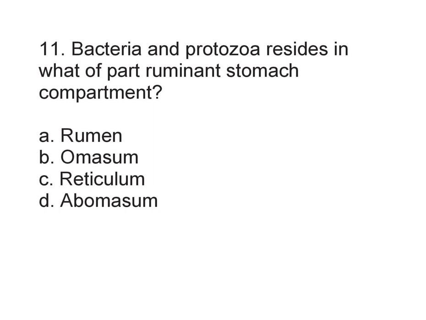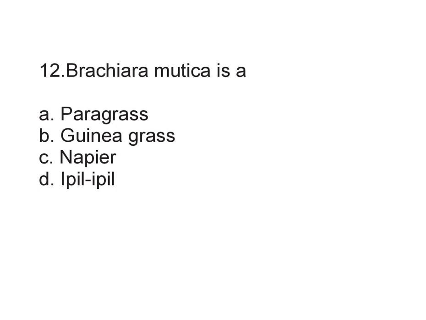Number 11. Bacteria and protozoa reside in what part of the ruminant stomach compartment? A. Rumen, B. Omasum, C. Reticulum, or D. Abomasum. The answer is rumen.